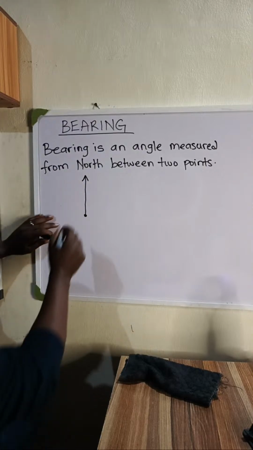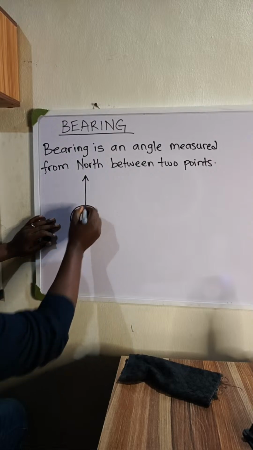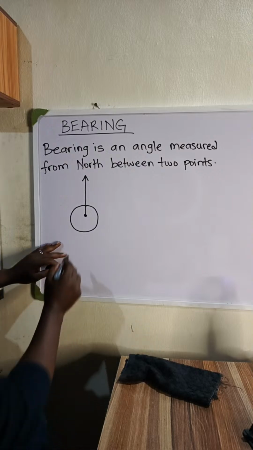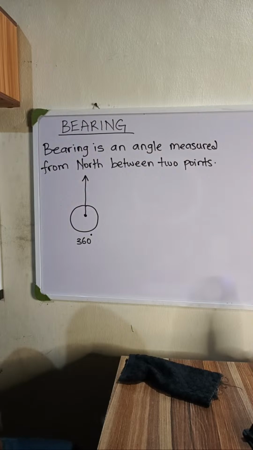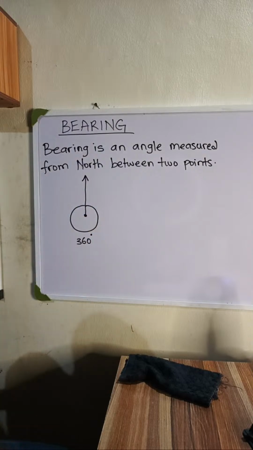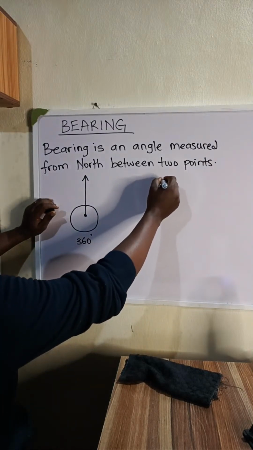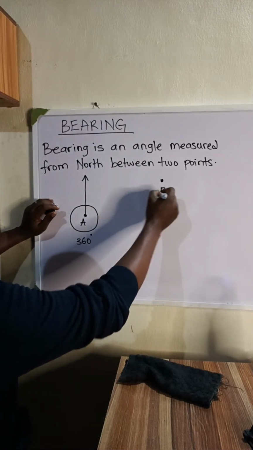Then we know that if you have an angle like this, the total angle here is 360 degrees. We know that, from basic trigonometry, a total revolution is 360 degrees. However, if you have another point here, let's call it point B. This is point A, and this is point B.